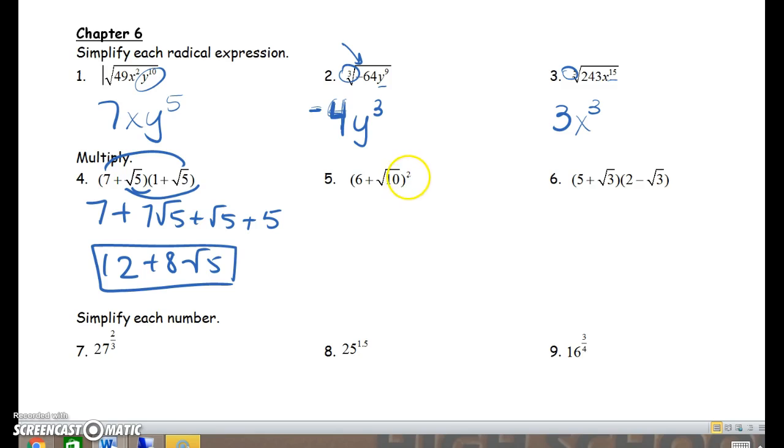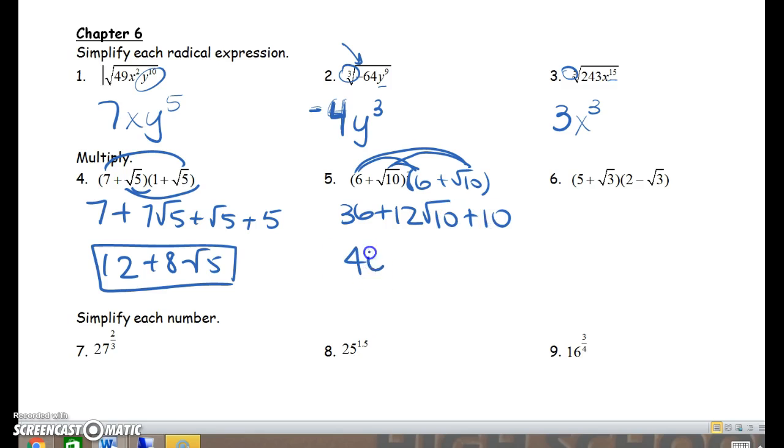Number 5, we're also going to FOIL. So 6 plus root 10 squared is really 6 plus root 10 times 6 plus root 10, and we're going to FOIL again. So 6 times 6 is 36. 6 root 10 and 6 root 10 gives us 12 root 10, and root 10 times root 10 is root 100, or just 10. So we get 46 plus 12 root 10.